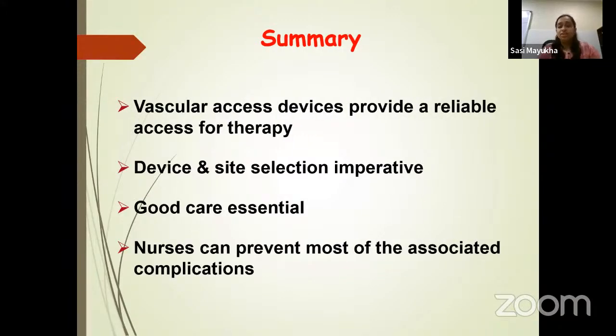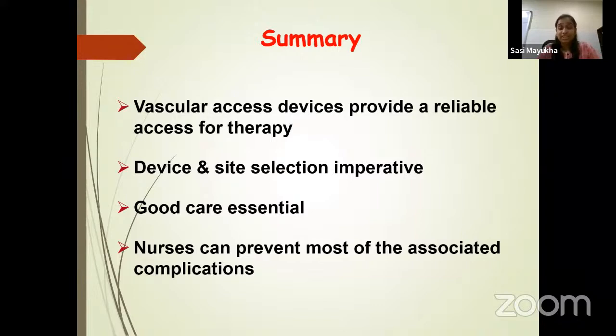So the summary: vascular access devices are very important because in any emergency condition, for giving high inotropic support and fluids in trauma resuscitation, we might need central line accesses or dialysis line accesses. If a patient comes with high potassium levels, we need it immediately. So the device and the site selection are very important.